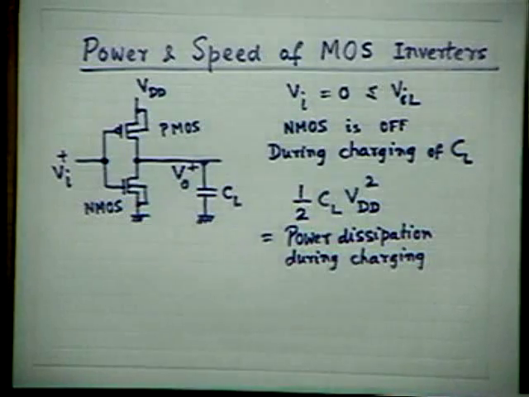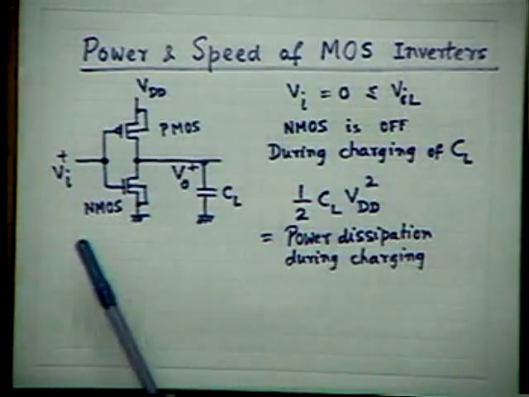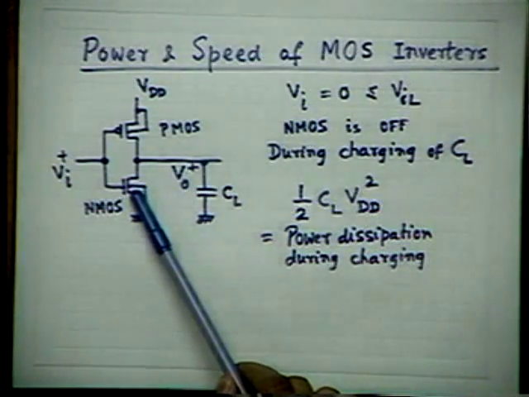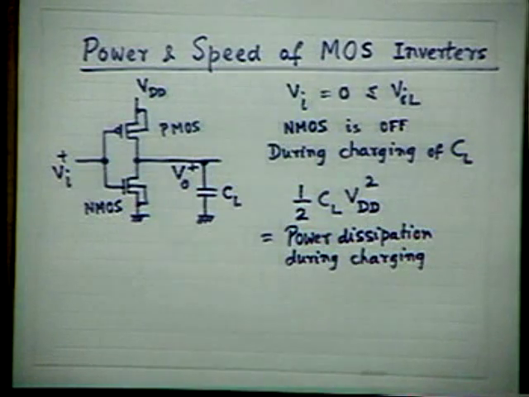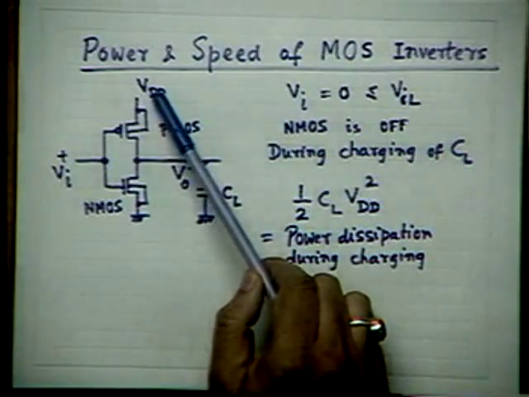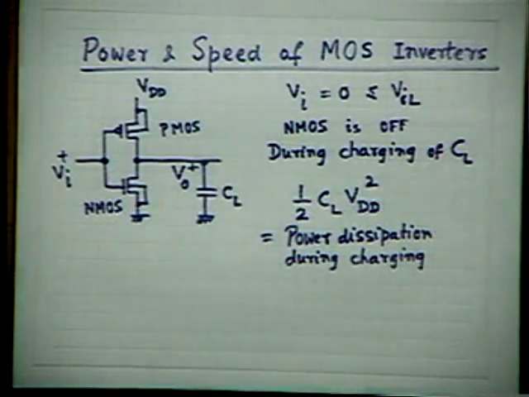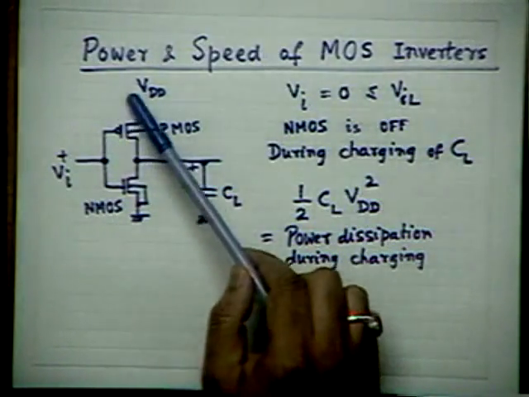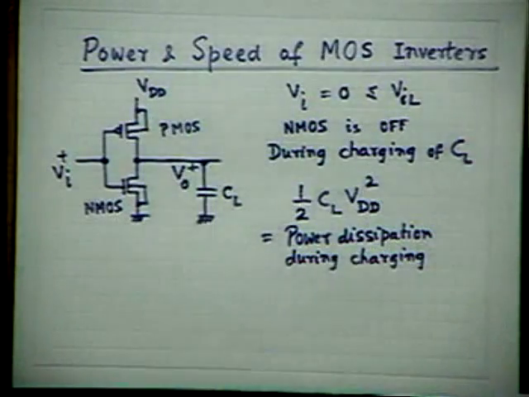So when there is a transition from high to low at the input, that means this transistor is driven off from the on state. Then during that time, what is happening? This capacitor is gradually getting charged to the full voltage VDD, and the energy dissipated in the corresponding RC circuit, the series resistance here, is nothing but half CL VDD square.